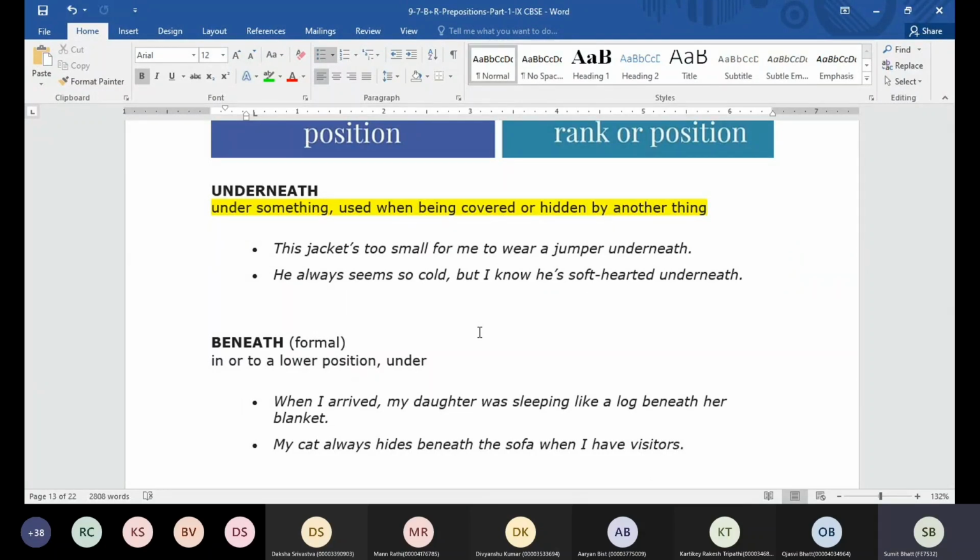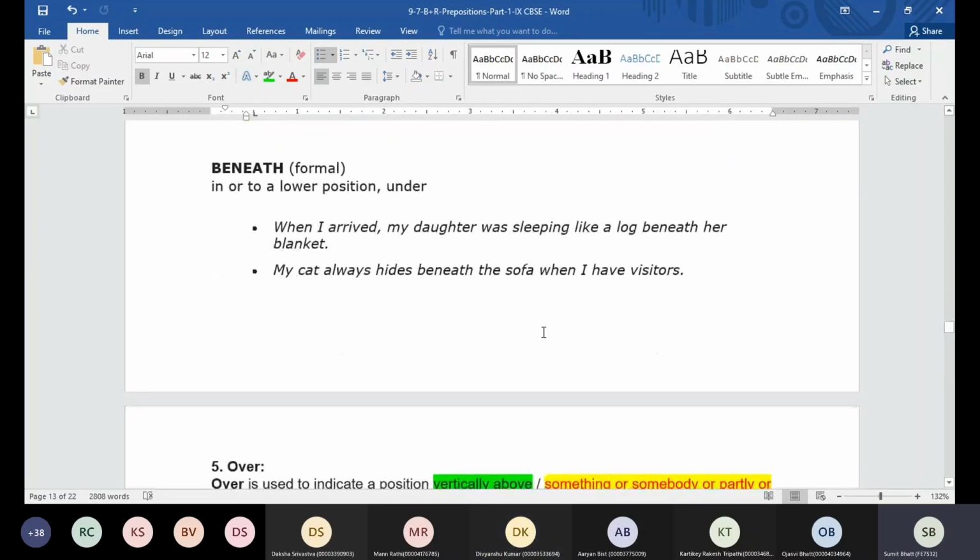Like when I arrived, my daughter was sleeping like a log beneath her blanket. So we are referring to one thing on top, and at the bottom there was the daughter. She was sleeping straight and on top there was the blanket. My cat always hides beneath the sofa when I have visitors. So that means on top there is the sofa, and at the bottom there is going to be the cat. So these are the words underneath and beneath.